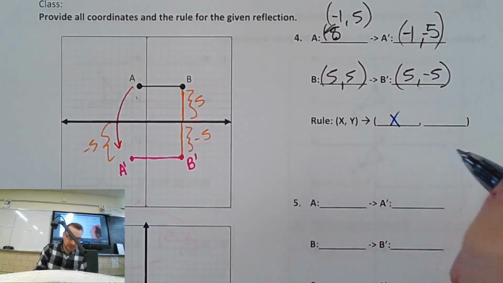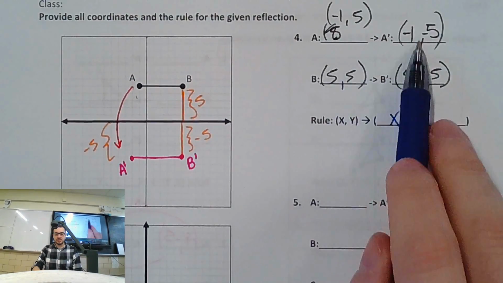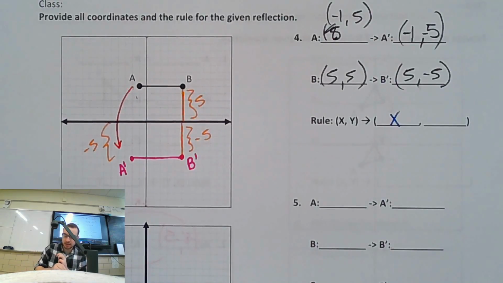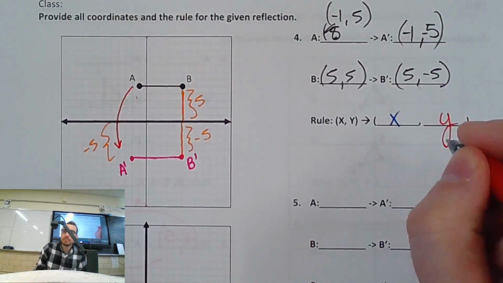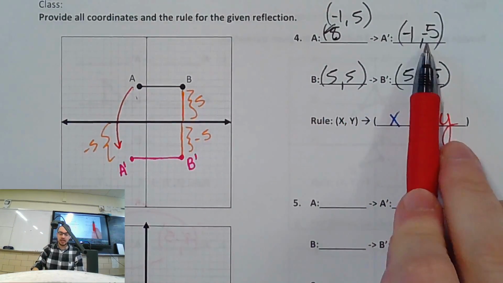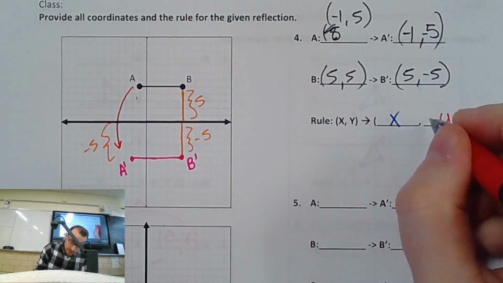Yep, x, because x stays the same, right? Negative 1 stays negative 1, 5 stays 5. And then y changes. How does y change, Xavier? Say it again. Right, it changes its sign. So it goes from positive to negative. So we change the sign.